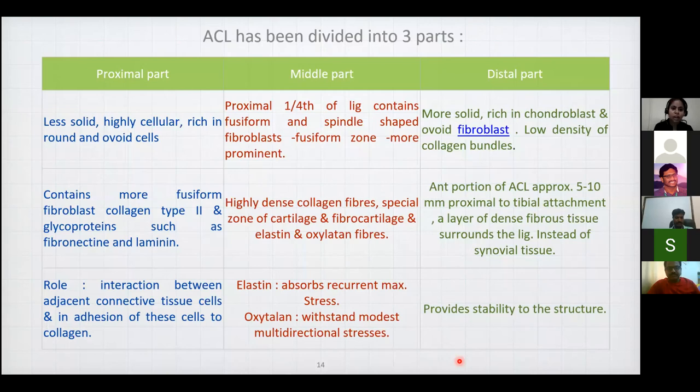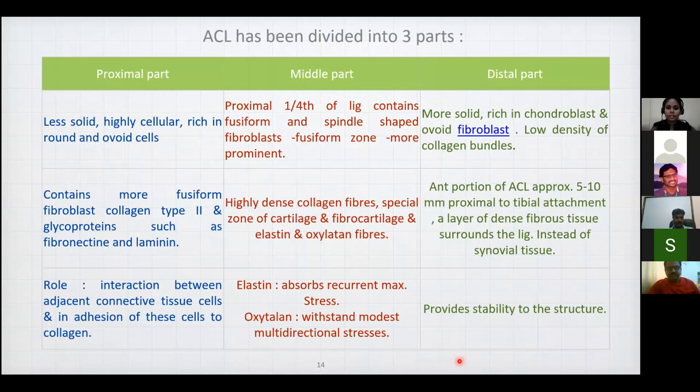The proximal part contains more fusiform fibroblasts, collagen type 2 and glycoproteins such as fibronectin and laminin. The middle part has highly dense collagen fibers, a special zone of cartilage and fibrocartilage, and elastin. It contains elastin and oxytalan fibers. The distal part, the anterior portion of the ACL approximately 5 to 10 mm proximal to the tibial attachment, has a layer of dense fibrous tissue surrounding the ligament instead of synovial tissue.